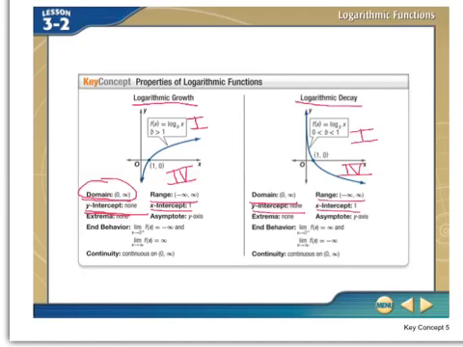Our extrema, we don't have any. Extrema means like a maximum or a minimum. There is no turning point on this graph, therefore there are no extrema.